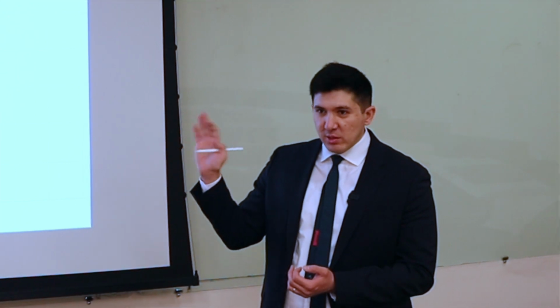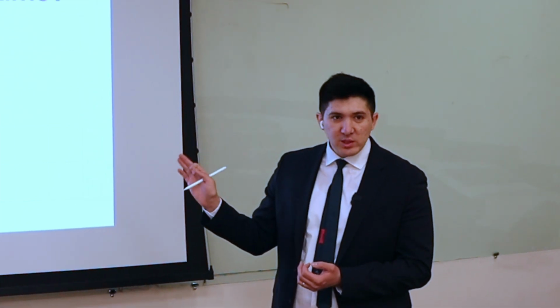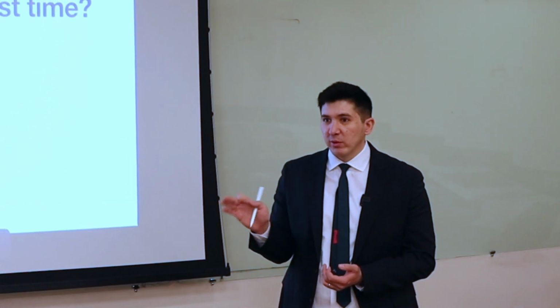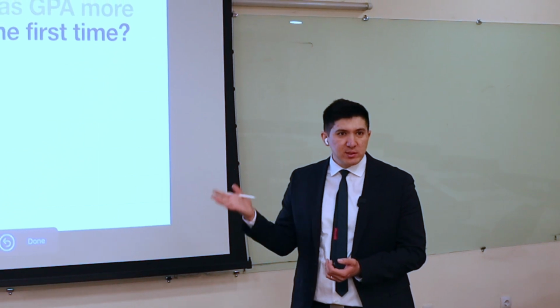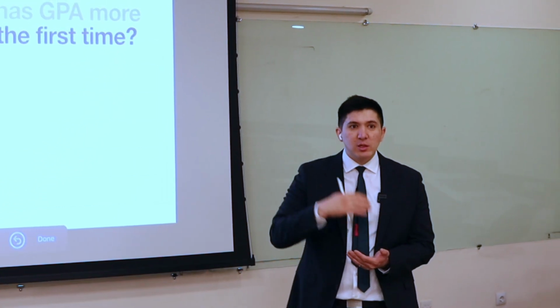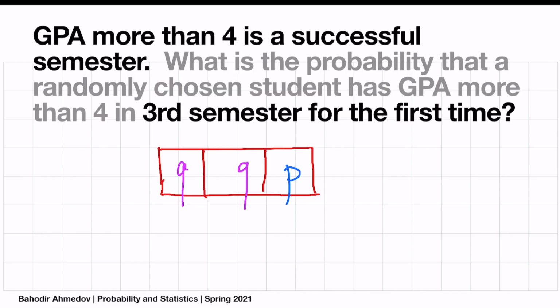Do you understand this? The first semester, freshman first, is a failure, so you've got a GPA less than 4. The second semester in freshman is also a failure. And the third semester, which is the first semester of sophomore, you've got a GPA more than 4. This is the only scenario in which you get the first successful semester on the third try. The probability of this is Q squared times P, and this is always like this. So the number of semesters you need to get the first successful trial is called the geometric distribution.